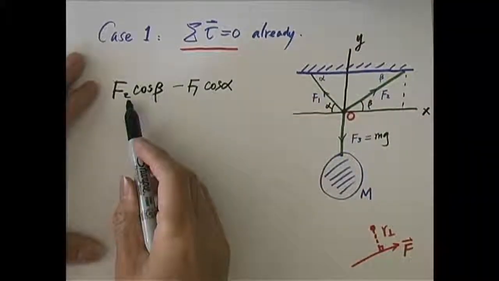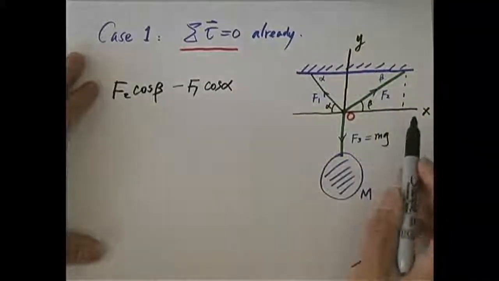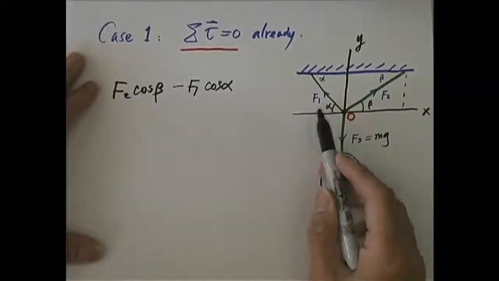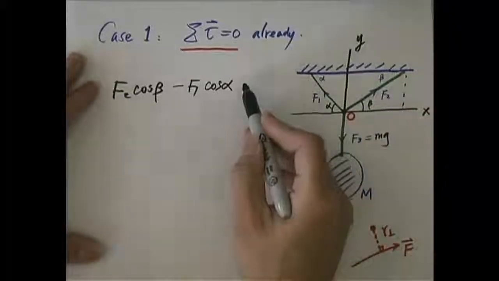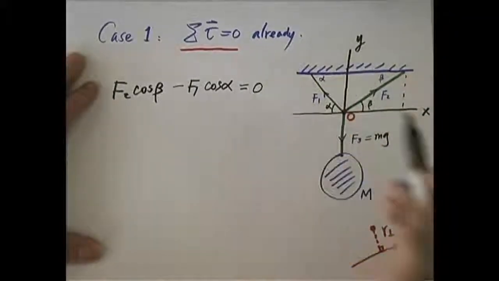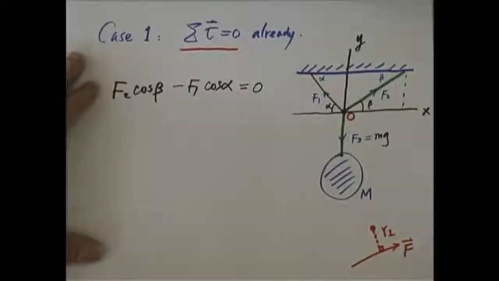Now that is the sum of the x components, or horizontal components, of F2 and F1. F3 has no x component, so that's it. That is the net force along the x direction. That has to equal 0. That gives you one equation.